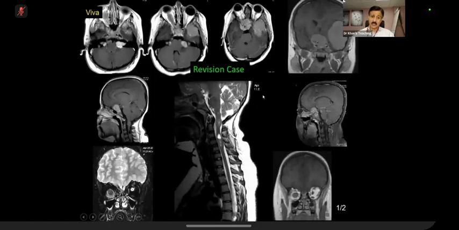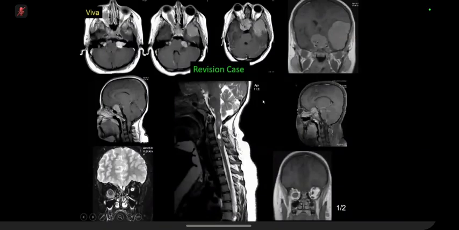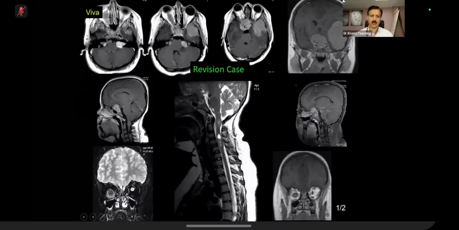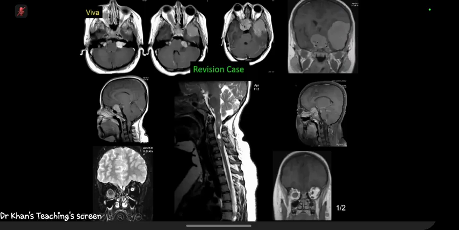This is a revision case which we have covered in our brain module. Can you please describe your findings? Okay, so I'm presented with multiple spot MR images of the brain and cervical spine. So on the top left images, I can see high T2 signal. These are all post-contrast. Okay, this is T2, this is post-contrast, over to you.